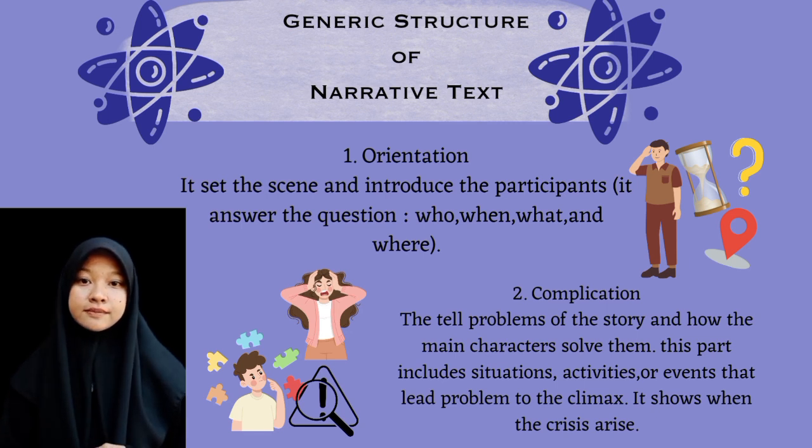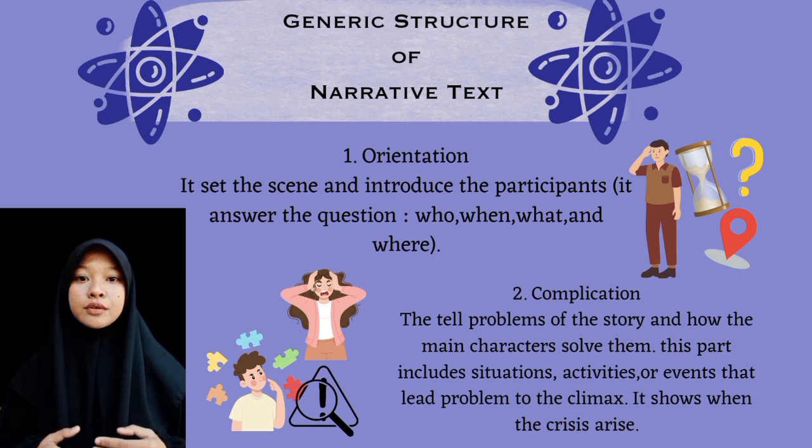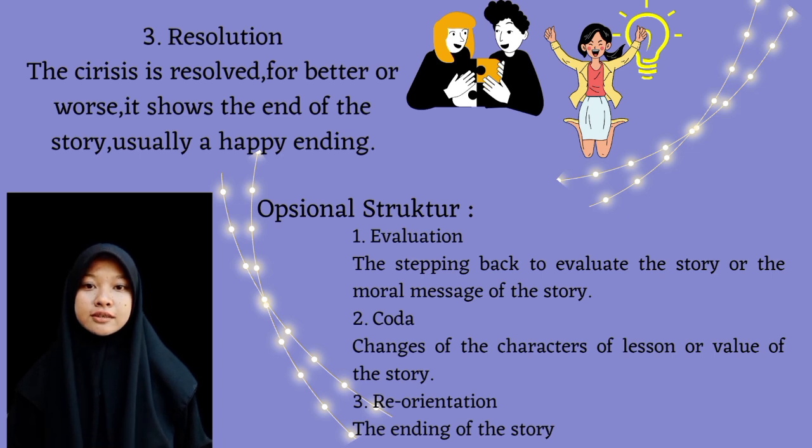Second, complication. Details problems of the story and how the main characters solve them. This part includes situations, activities, or events that lead the problem to the climax. It shows when the crisis arises. And third, resolution. The crisis is resolved for better or worse. It shows the end of the story, usually a happy ending.